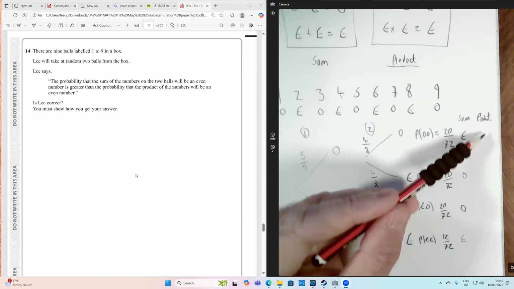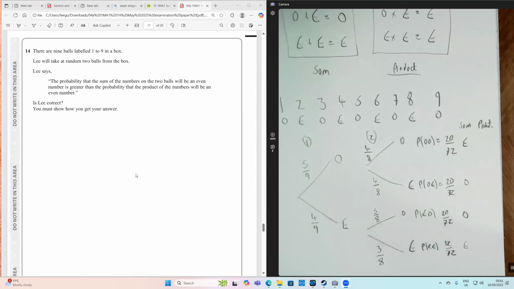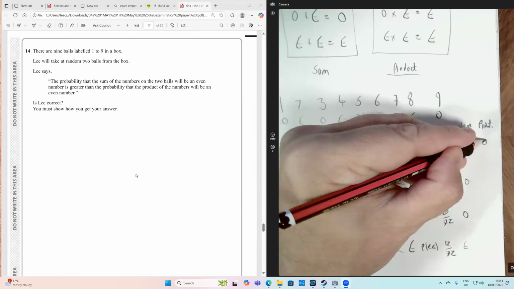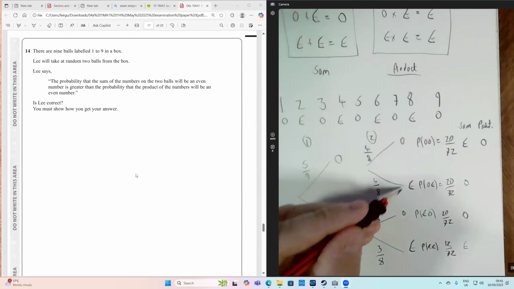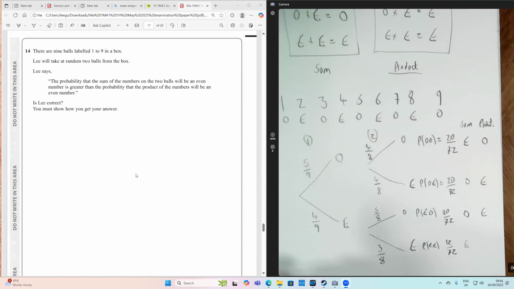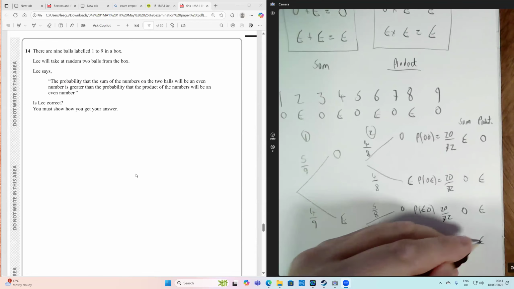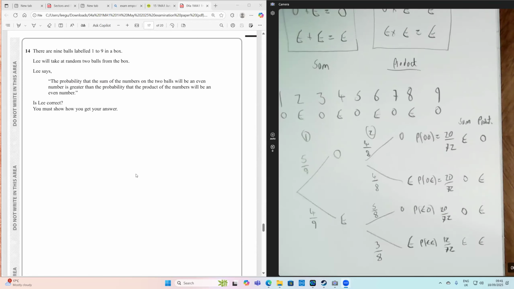Now let's look at the product and imagine Lee was multiplying them together. Odd times odd would give odd as a product. Odd times even would give even as a product. Even times odd would give even as a product. And even times even would give even as a product. Okay, that's everything we've got for the sums and the products.